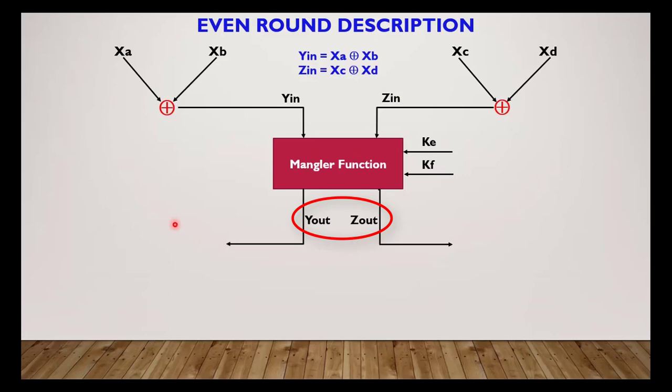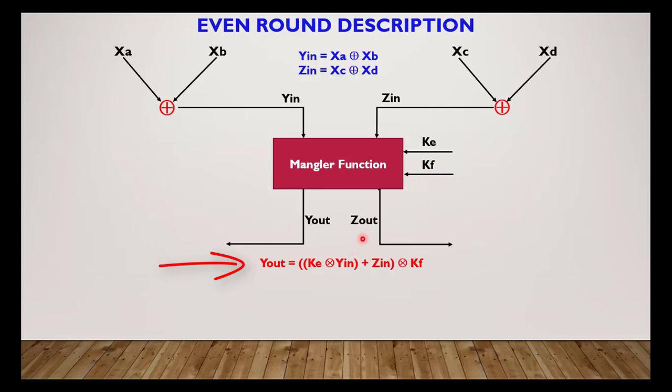Okay, and what is Y out and what is Z out, we will see. Y out is equal to KE multiplied with Y in. KE is one of the keys, and Y in is the other input to the Mangler function that we have already calculated from this equation. Then to this quantity we add Z in, that is another input to the Mangler function, and to this whole quantity we apply multiplication with KF. That is the other key.